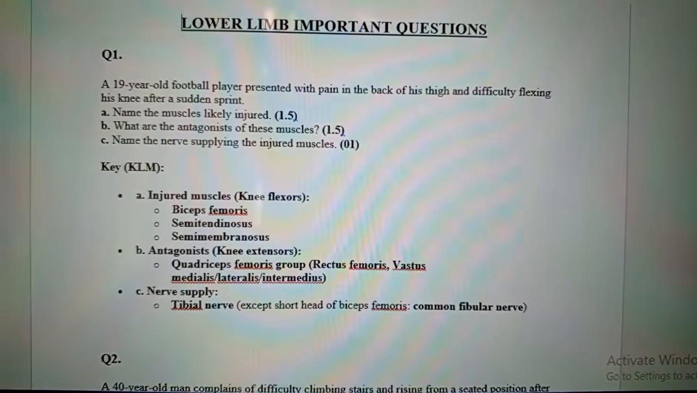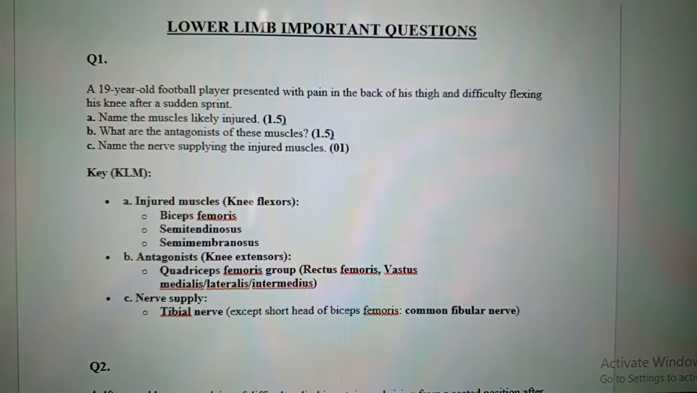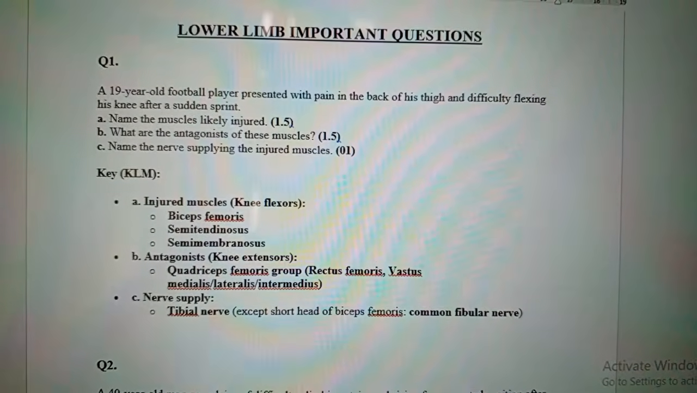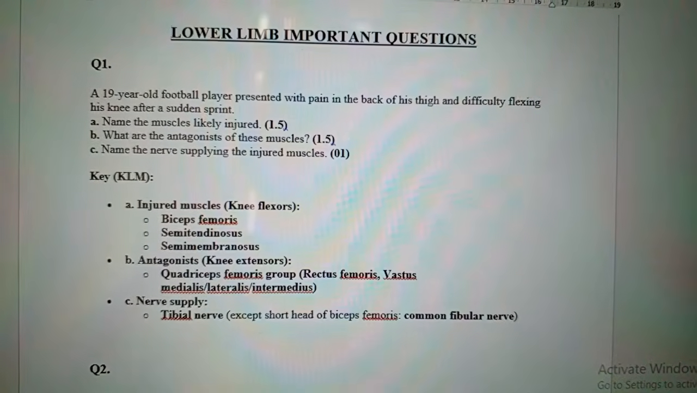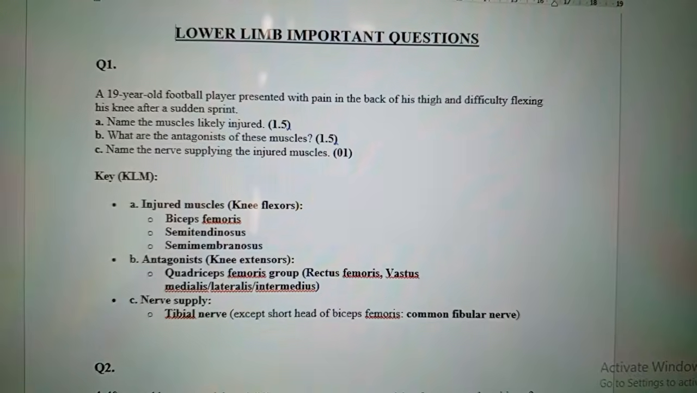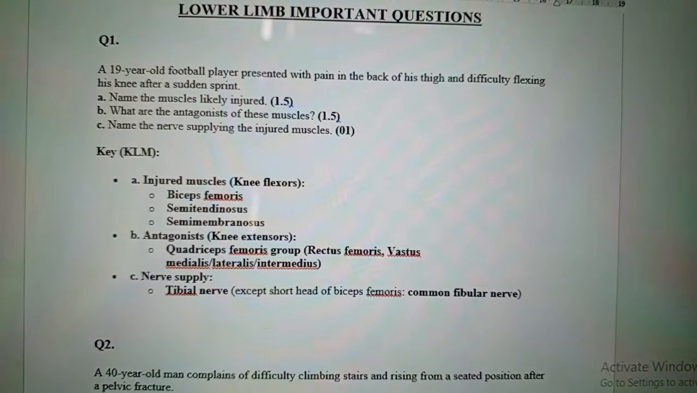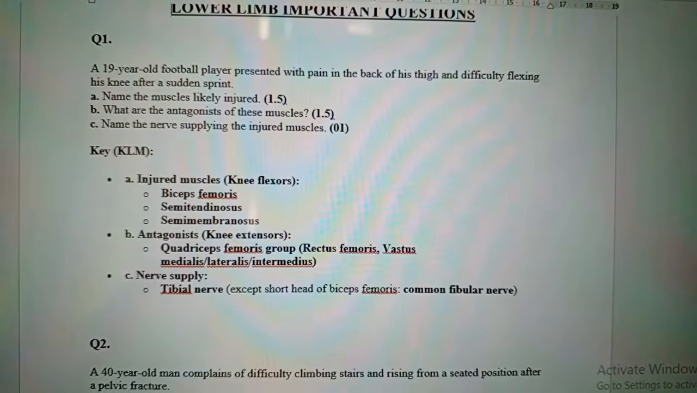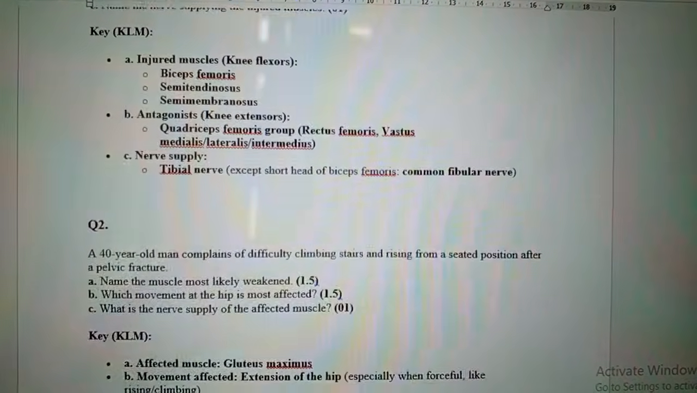Now the injured muscles, which are the knee flexors, are biceps femoris, semitendinosus, semimembranosus, and the antagonist muscles, those are knee extensors, namely the quadriceps femoris group, that is rectus femoris, vastus medialis, vastus lateralis, vastus intermedius. And the nerve that supplies these muscles injured in the above mentioned scenario is the tibial nerve, except the short head of the biceps femoris, which is supplied by the common fibular nerve.